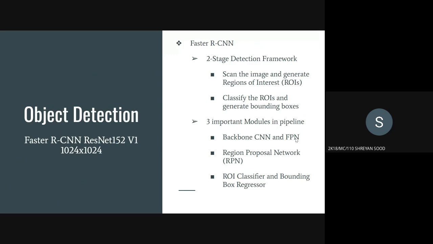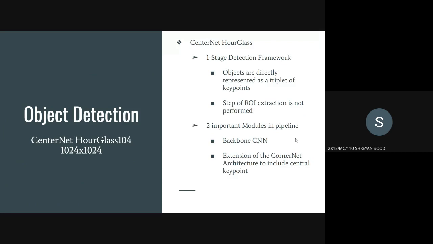bounding boxes. So for object detection in CenterNet, this follows a single stage detection framework in which objects are directly represented as a triplet of points. The step of generating the proposals for regions of interest is not performed in this case. So, sir, it is based on two important modules. Firstly is the backbone CNN, which follows the same concept as in Faster R-CNN, and the backbone CNN actually used in this case is known as the Hourglass 104. However, CenterNet does not use an FPN or a feature pyramid network.